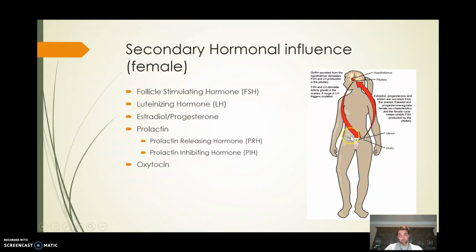Now we know that oxytocin plays a role in childbirth as far as the contraction of the uterus. And we also know that it plays a role in milk production and secretion in the mammary glands of the female. And this plays a very important role in the mother-child bonding which occurs.